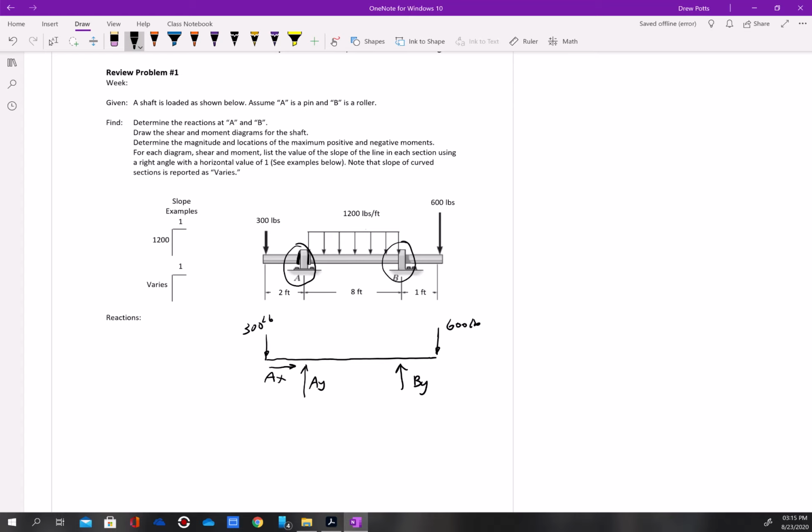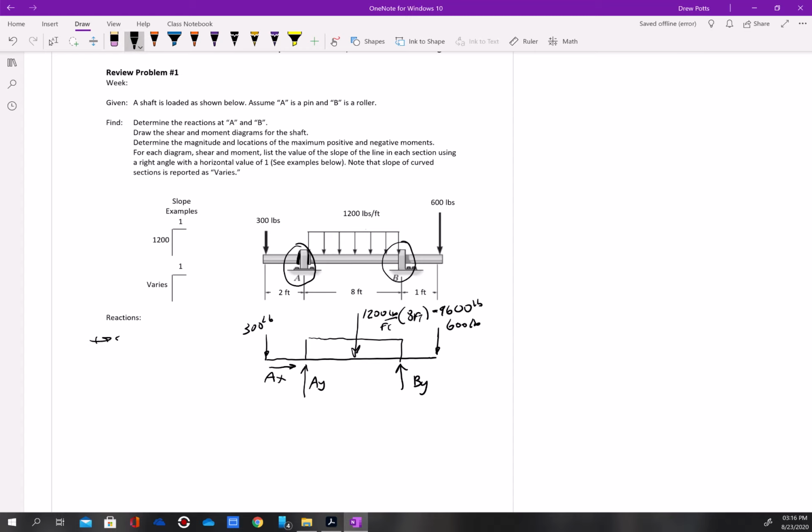And we'll show this 1,200 pounds, but I want to make a resultant of 1,200 pounds per foot times 8 feet, and end up with 9,600 pounds. Because that's what I'm going to use to calculate my reactions. Okay, 9,600.